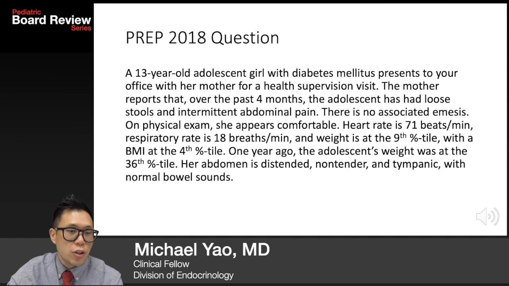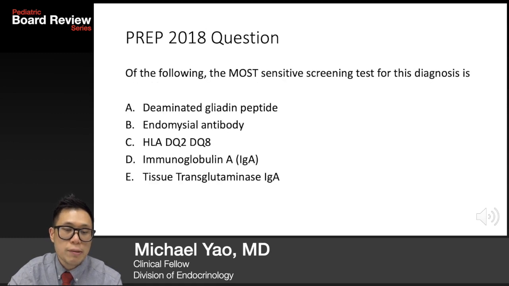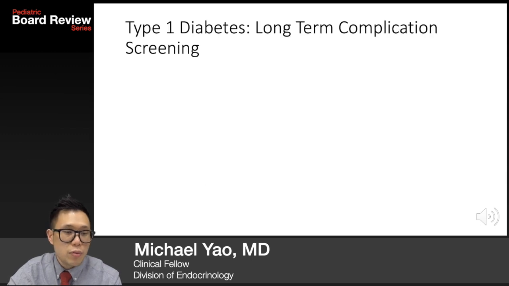So you have a 13-year-old adolescent girl with diabetes mellitus who presents to your office with her mother for a health supervision visit. The mother reports that over the past 4 months, the adolescent has had loose stools and intermittent abdominal pain. There's no associated emesis. On physical exam, she appears comfortable. Her heart rate is 71, her respiratory rate is 18, her weight is at the 9th percentile, and her BMI is at the 4th percentile. A year ago, the adolescent's weight was at the 36th percentile, and her abdomen is distended, non-tender, and tympanic with normal bowel sounds.